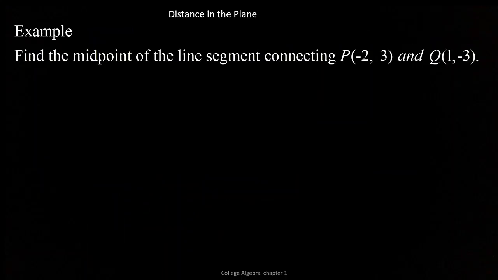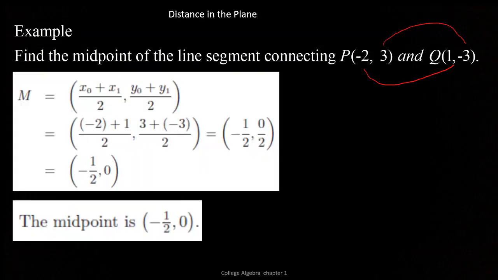So what's the midpoint here? Well, the midpoint would be negative 2 plus 1 divided by 2, and 3 plus negative 3 divided by 2, which is basically negative 1/2 and 0, right?